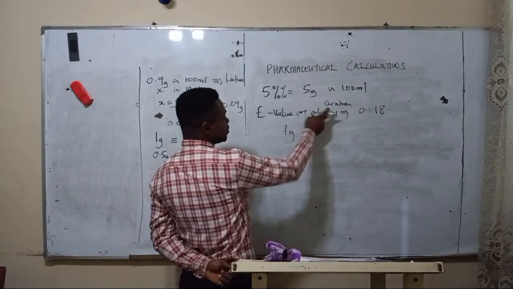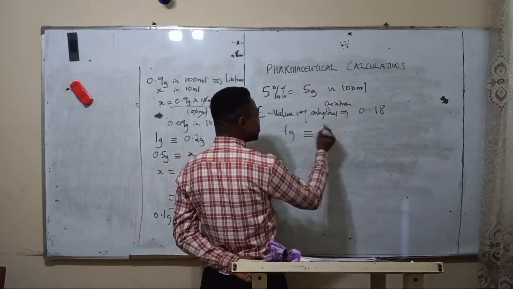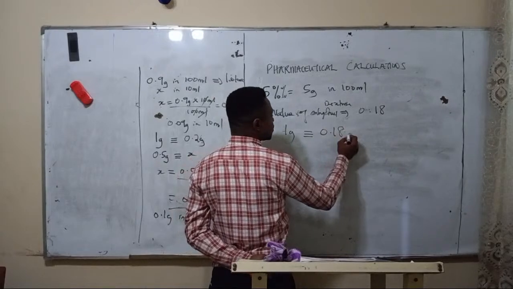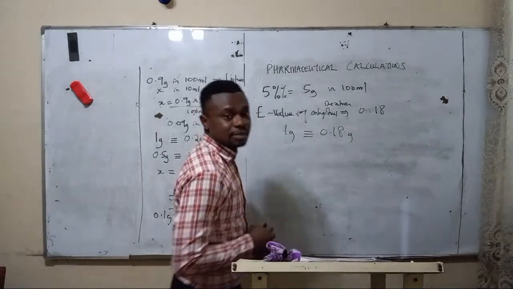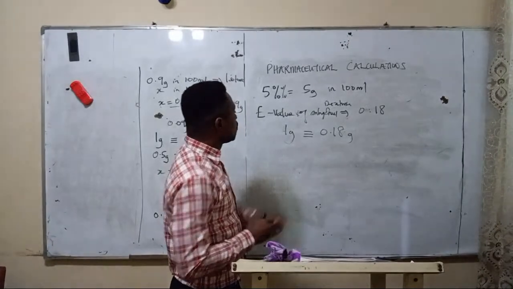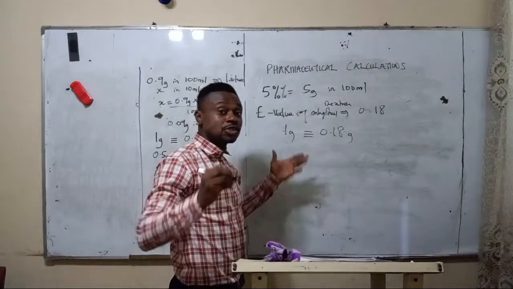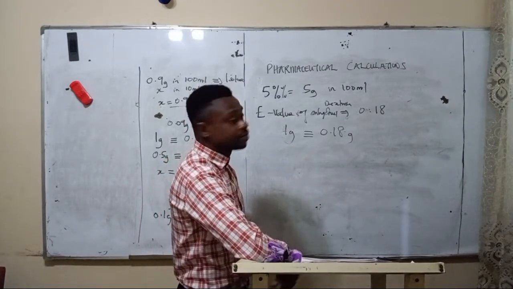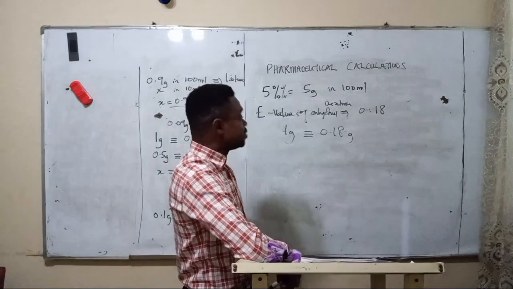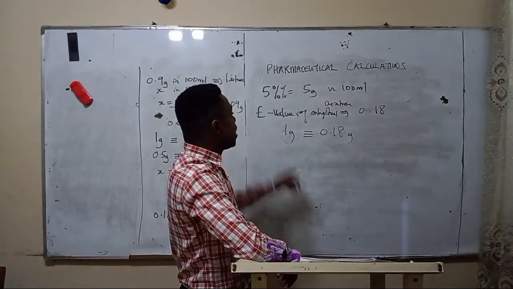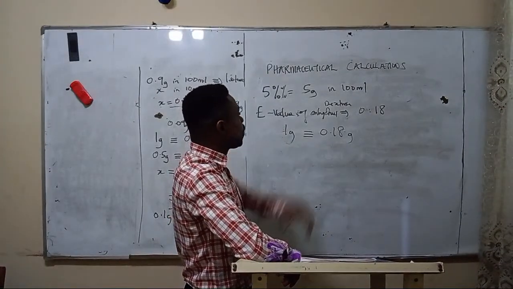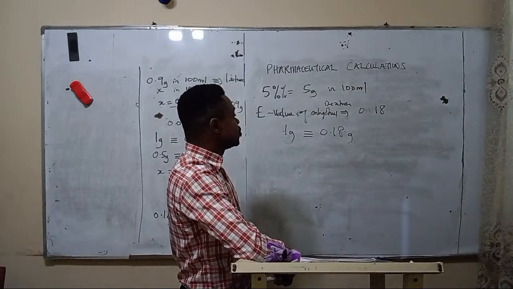By implication, this means that 1 gram of this dextrose is equivalent to 0.18 gram of sodium chloride. That's the meaning: 1 gram of this is equivalent to 0.18 gram of sodium chloride.